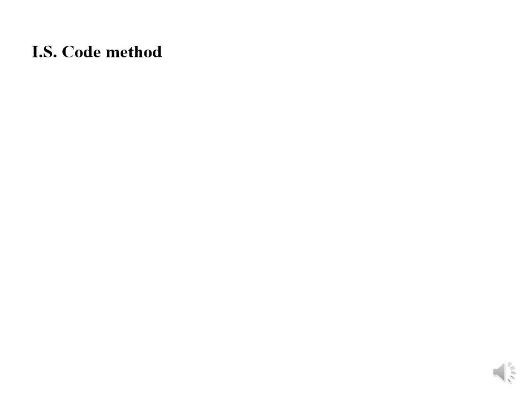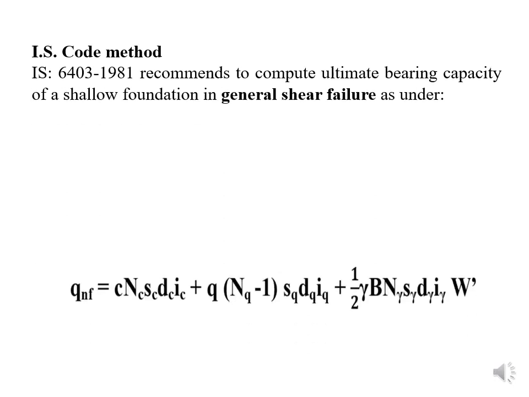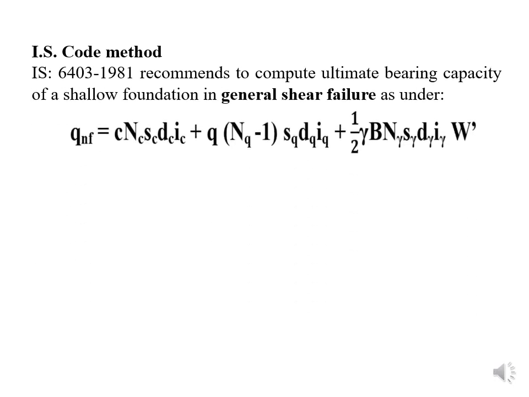Now we shall go to the other methods, the IS code method. Using this method, we can also calculate the bearing capacity of soil. What is the formula? You can see QNF is equal to C NC SC DC IC, plus Q (NQ minus 1) SQ DQ IQ, plus 1 by 2 gamma B N gamma S gamma D gamma I gamma W dash. So here you can see QNF is given directly, the net ultimate bearing capacity.